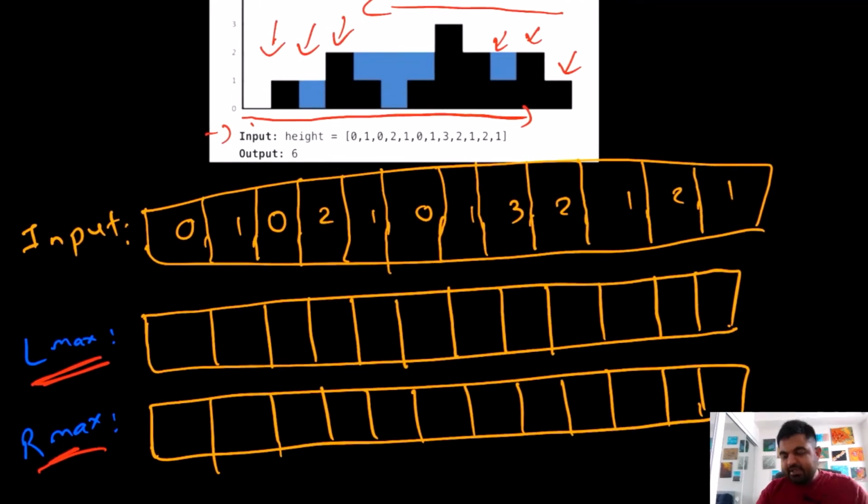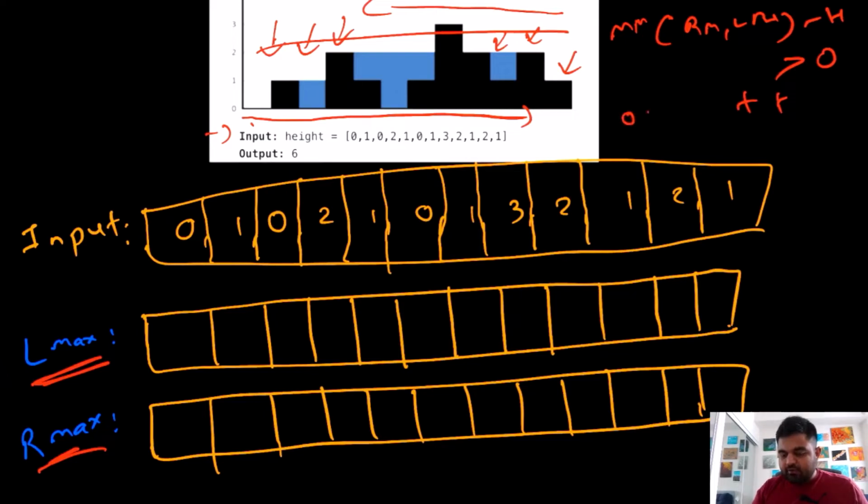We can just simply apply this formula on the entire input, at any single position. At any single position we only need to find the minimum value of right max and left max, minus whatever height we are currently at, and if this is greater than 0, then we add it to our output, and this would be our answer.